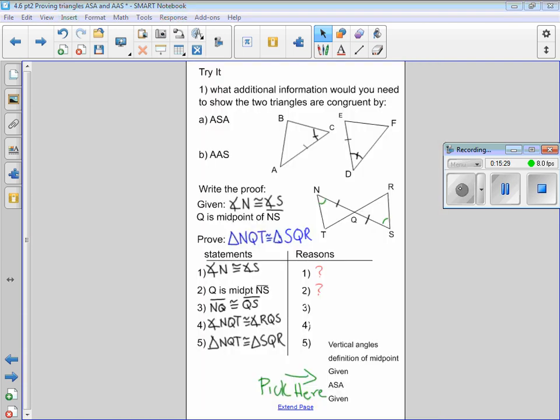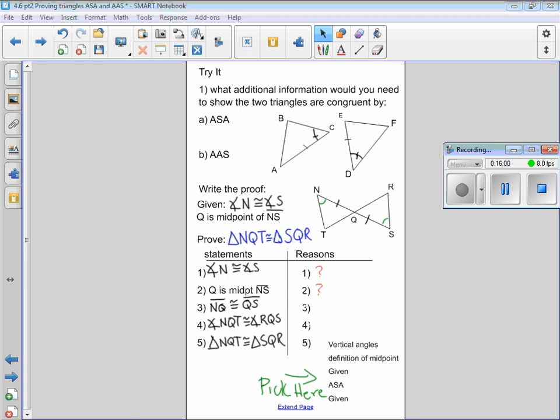All right, here are your try it problems. Basically, this should be pretty quick, okay? So what additional information would you need to show the two triangles are congruent? One of the answers is looking at angle, side, angle. So I'm looking for what additional information you need to know. And the second one is for angle, angle, side. So the two triangles to the right have some information given. So you need to tell me what additional information you would need to figure out or know or have me give to you in order to accomplish using one of those shortcuts.